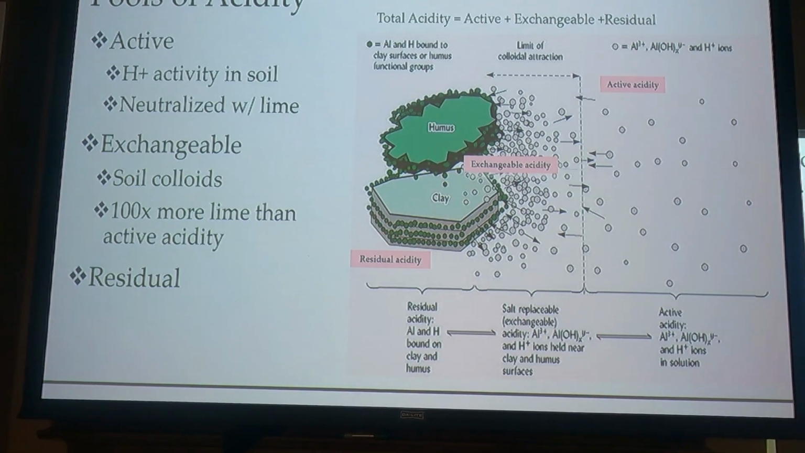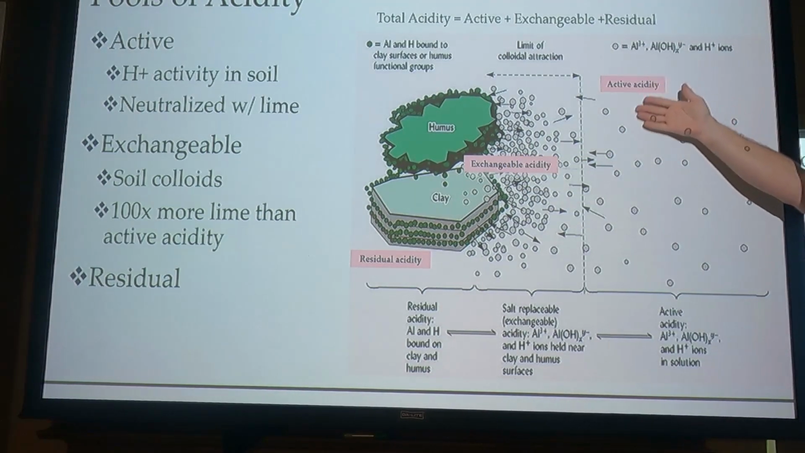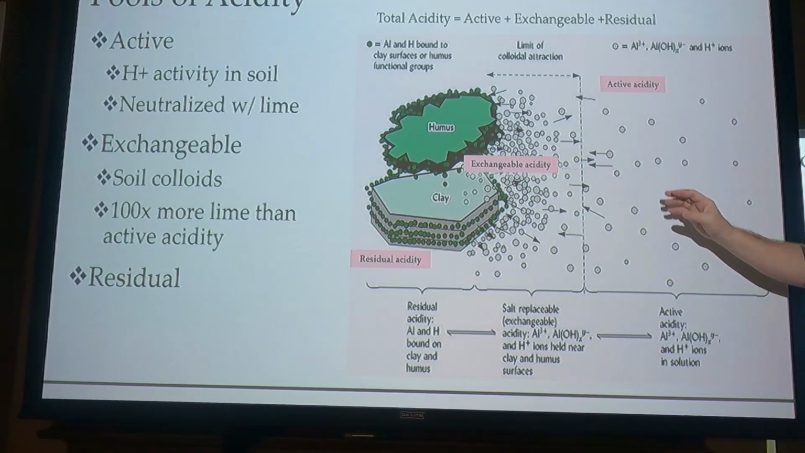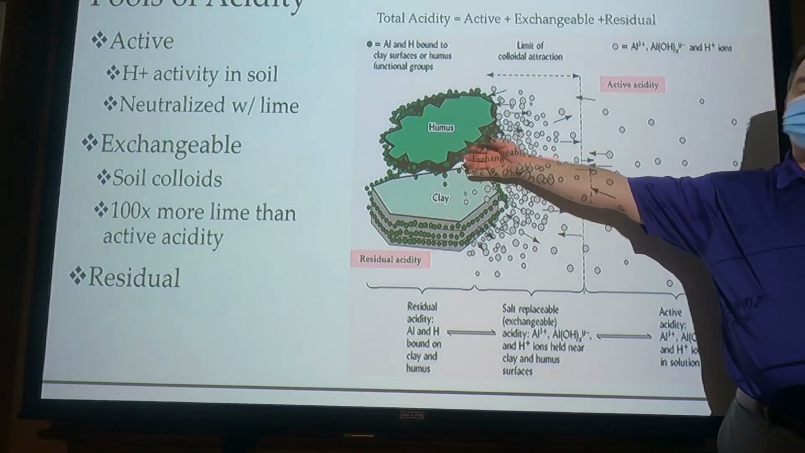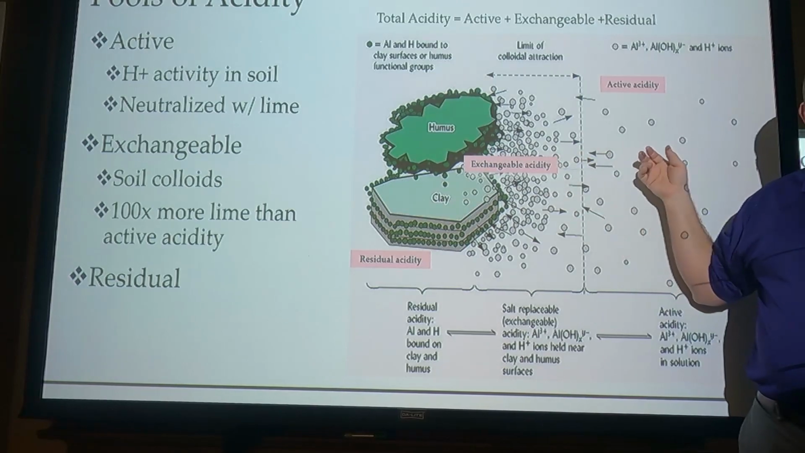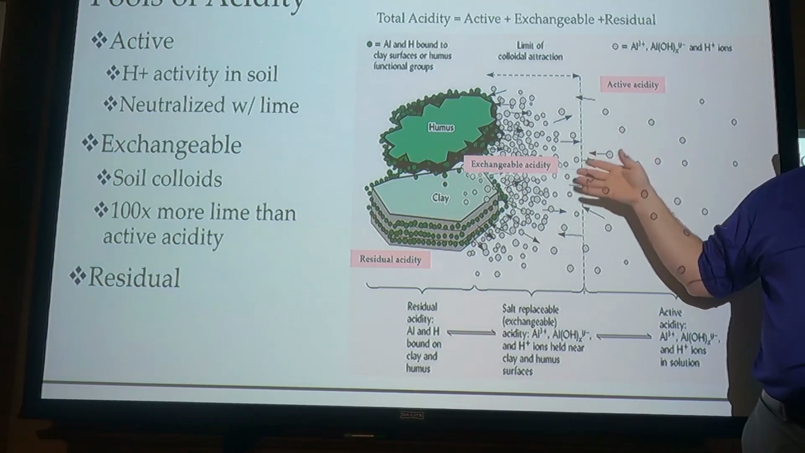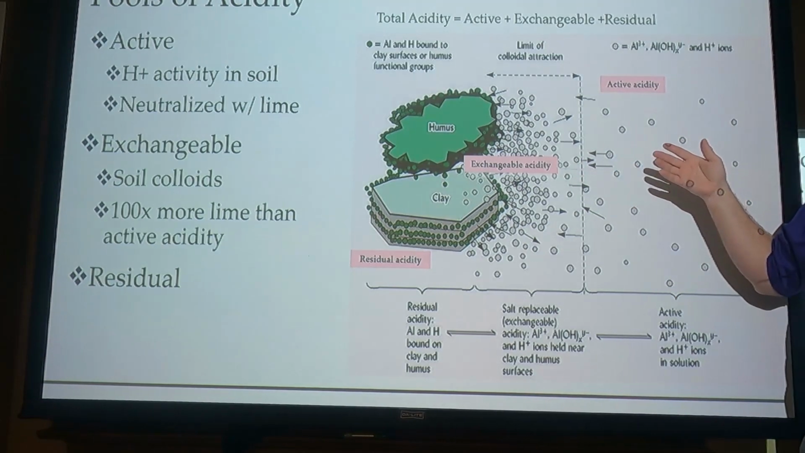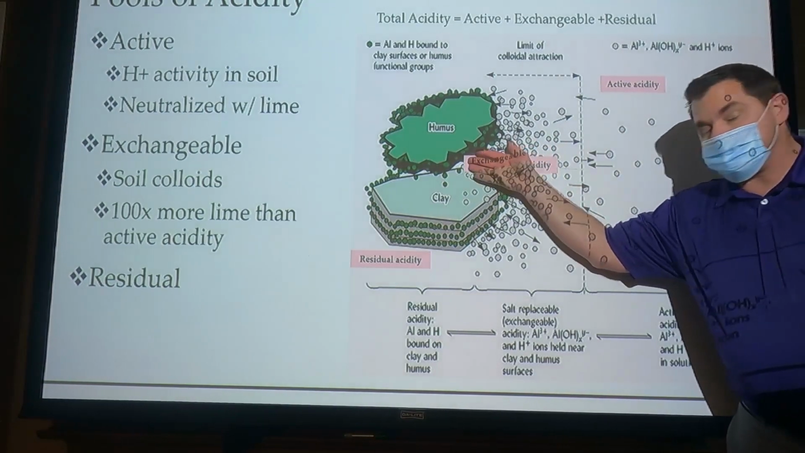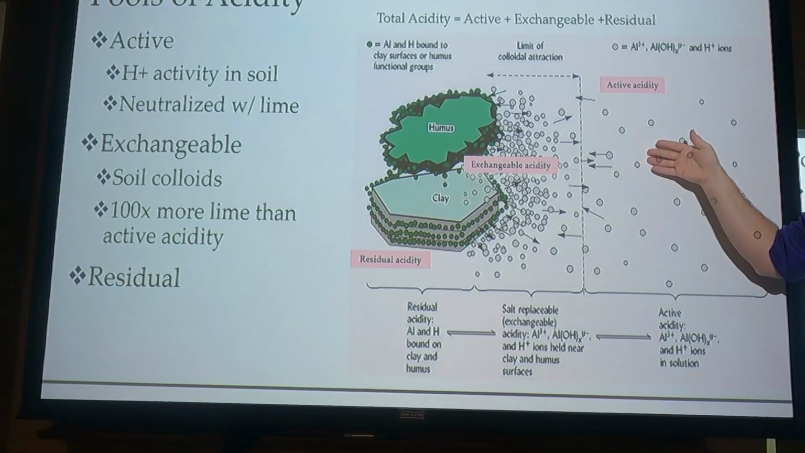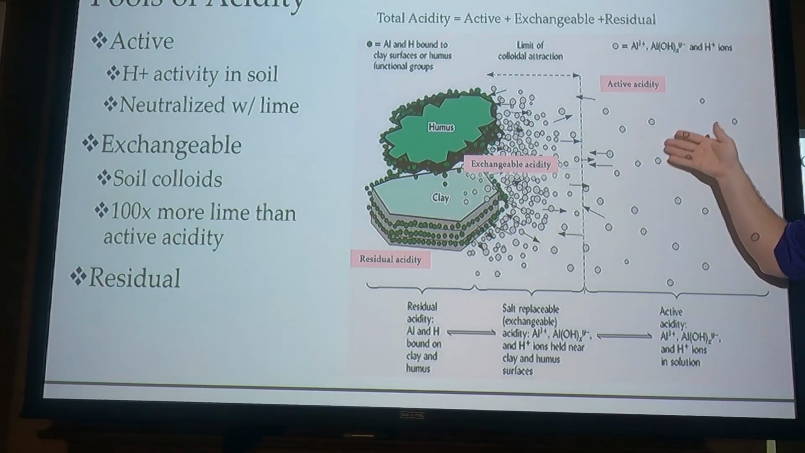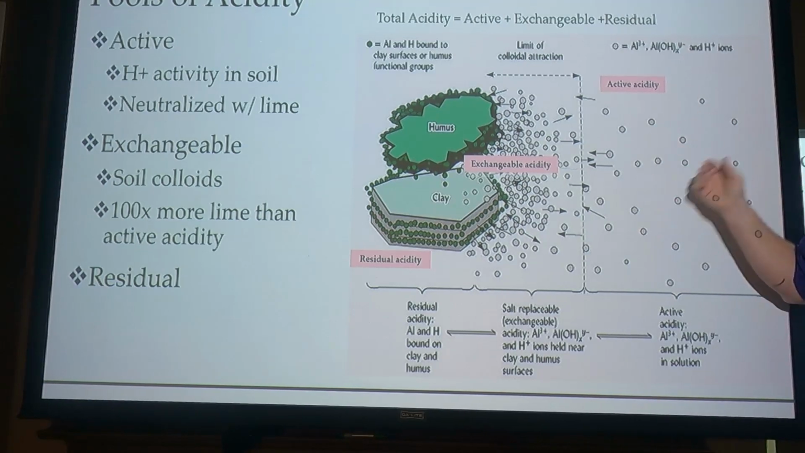They'll raise that buffer pH. They'll raise the pH to determine the exchangeable acidity. And so when we neutralize the active acidity, the soil colloids will release this exchangeable acidity in order to create an equilibrium right here. Because the soil is always trying to be in equilibrium. And so if we raise the pH too much, the soil colloids will release the aluminum or the hydrogen so that this is balanced here.